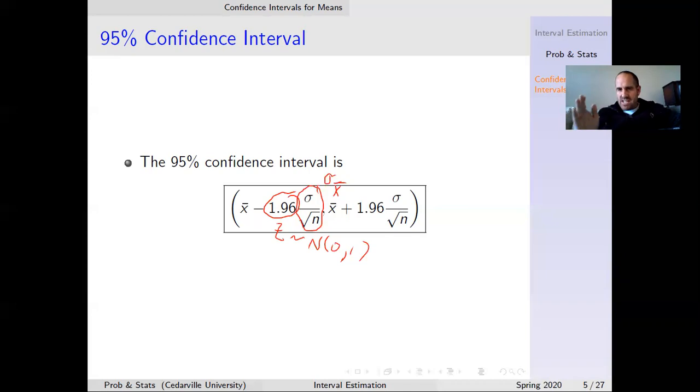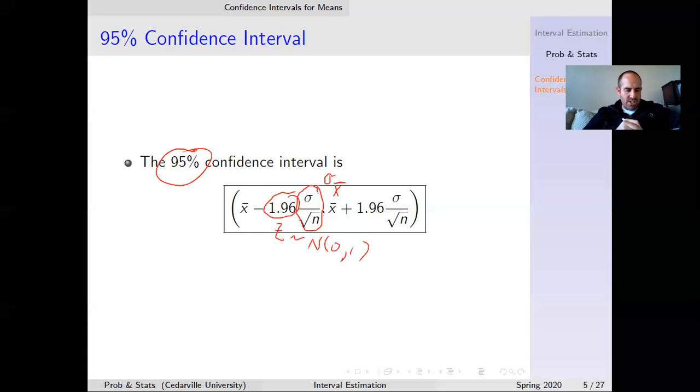What percentage of the data is going to be there? Well, we already talked about that rule of thumb, where if you go 2 standard deviations to the right and 2 standard deviations to the left, you expect about 95% of the data to be there. So that's where this 95% is coming from.